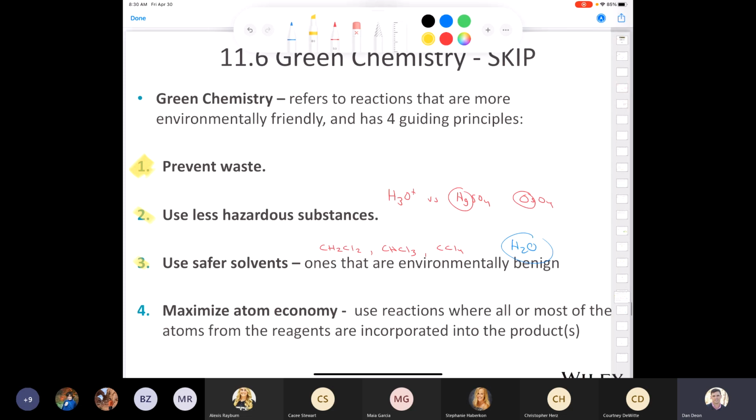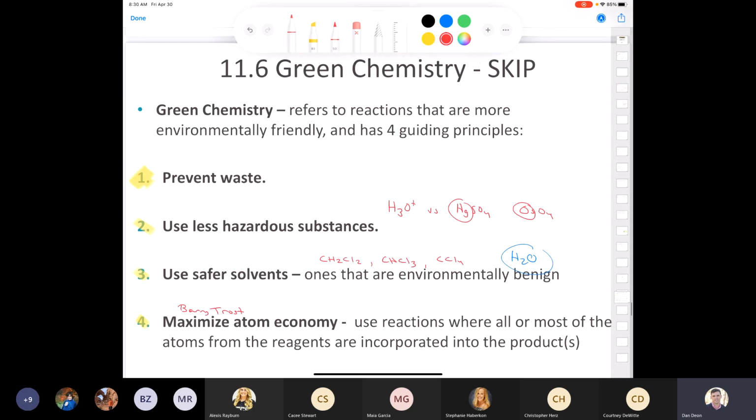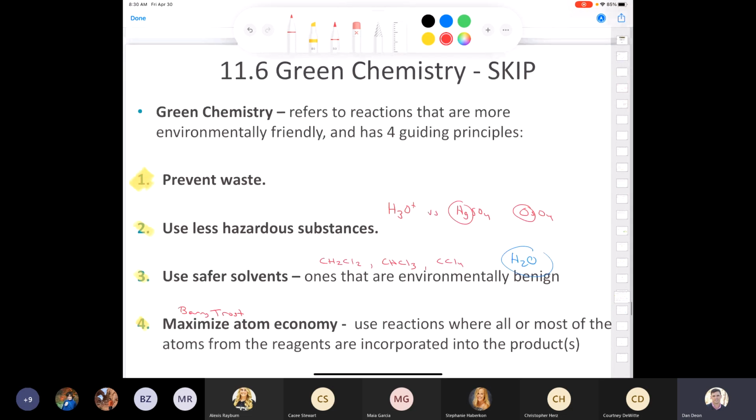And the last one is something that was developed by a scientist named Barry Trost. So Barry, if you want to Google him, I'm 99.9% sure there would be a Wikipedia entry about Barry Trost because he's a very famous organic chemist. I've seen him speak a couple of times. Anyhow, the concept of atom economy is that we want to use reactions where just about everything that we have in our reagents, all the atoms in those reagents are incorporated into the products.